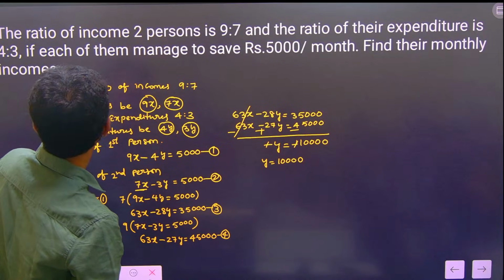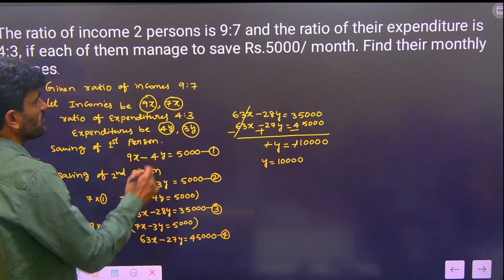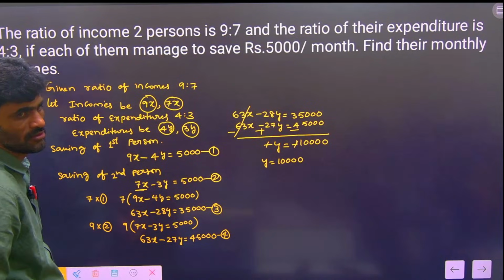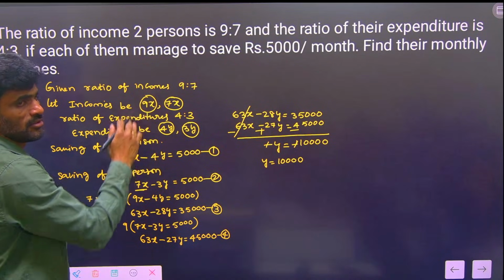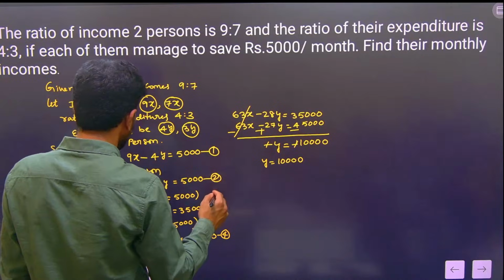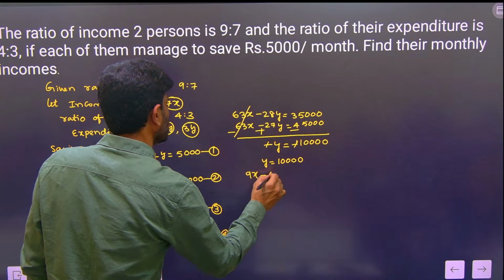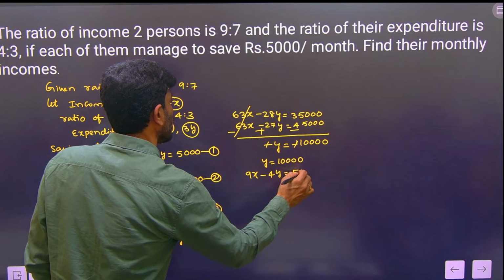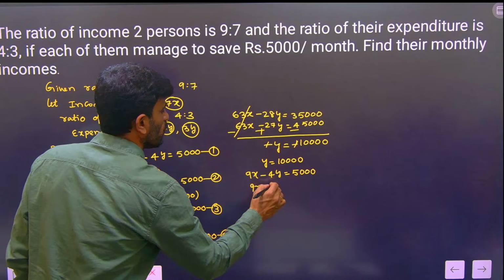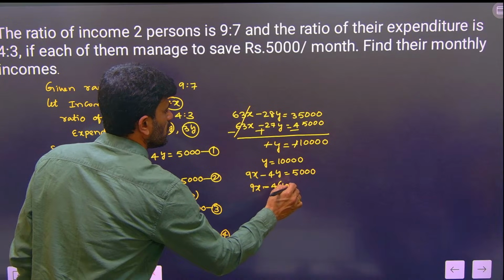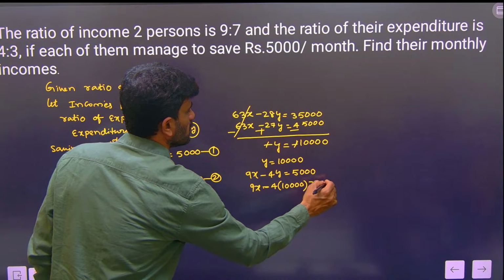They are asking to find monthly incomes. So we got y. Now we have to find x also, because we have to find out the value of 9x and 7x. These are the incomes. So we have to find the x value and substitute it there. To get the x value, we have to choose one of the equations. 9x minus 4y is equal to 5,000. I am substituting in this. So 9x minus 4 into y, how much is y? 10,000, no? So is equal to 5,000.